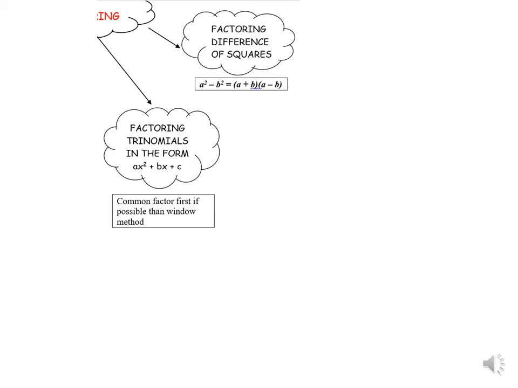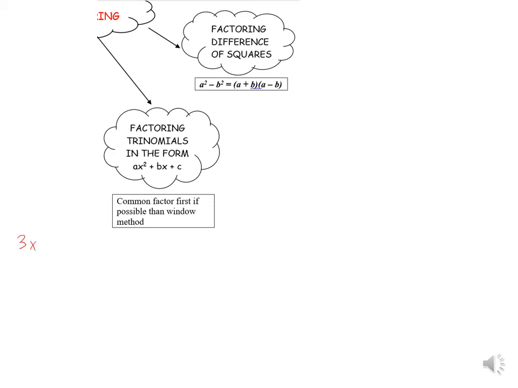Moving a little bit further to the right of your flowchart, we're going to factor trinomials where we have an a value out front of x squared. And I'm going to do 2 examples for this, one where we can common factor and one that's a bit more difficult where we can't. So let's start with one that we can common factor first.